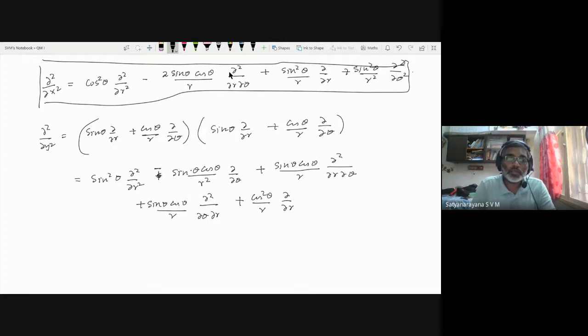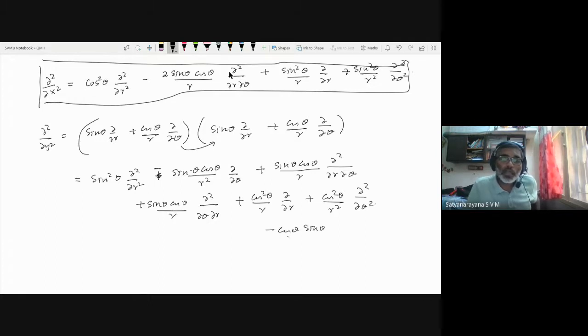plus sine theta plus cos square theta by r into dou by dou r. Okay, there are two terms for this one acting on this. Then you have plus cos square theta by r square into dou square by dou theta square, plus cos theta becomes minus sine theta. So minus cos theta sine theta by r square into dou by dou, minus 1 by r square.